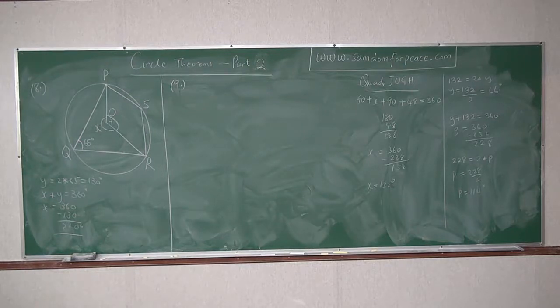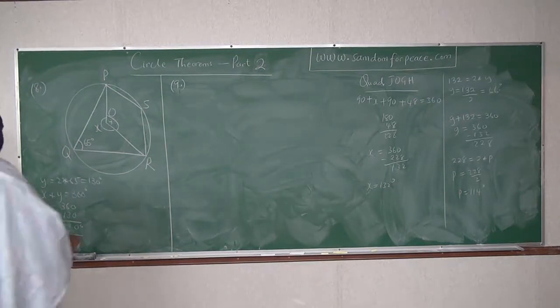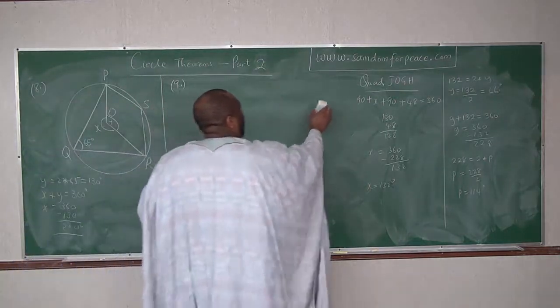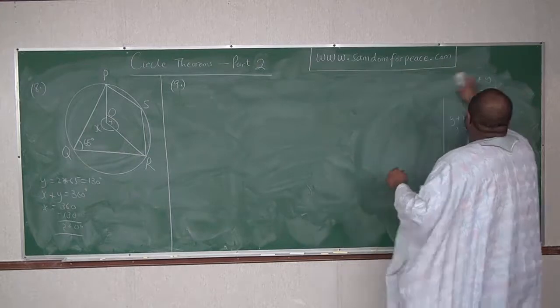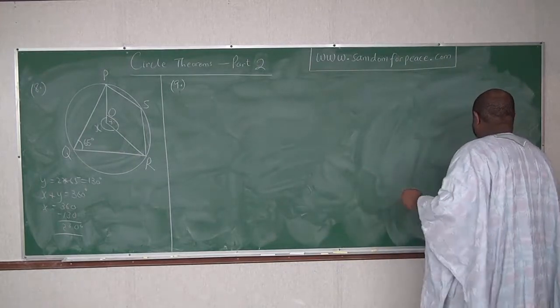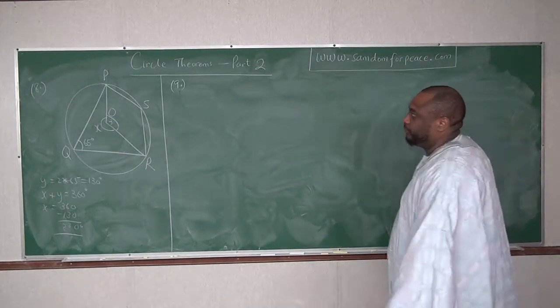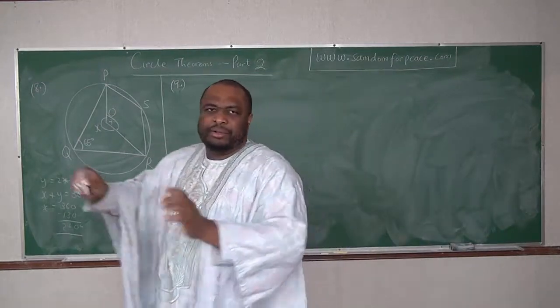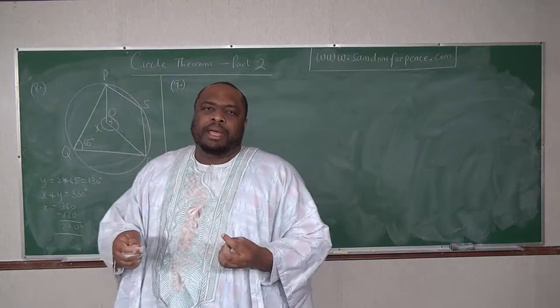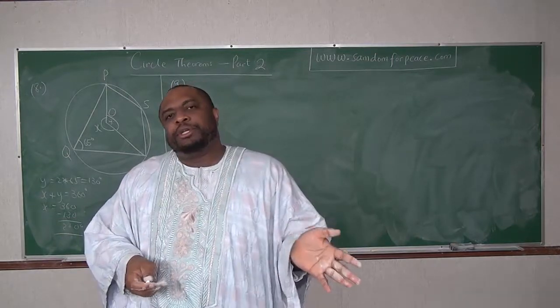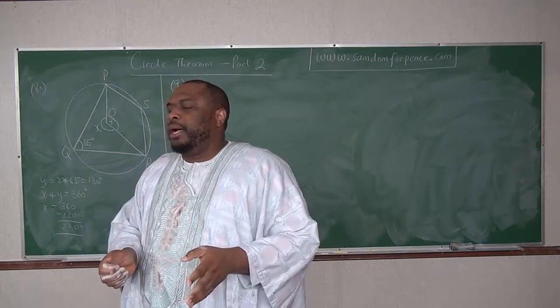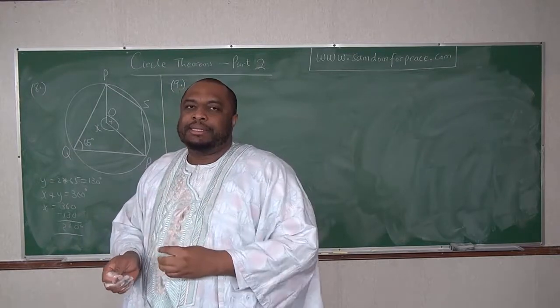Question 9 is WASSCE theory. JAMB is multiple choice. WASSCE is both multiple choice and theory. And then CSEC is theory.